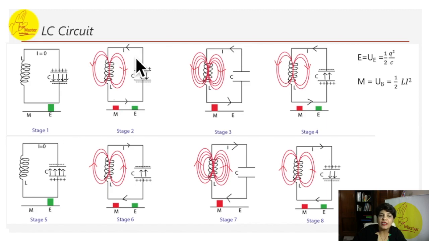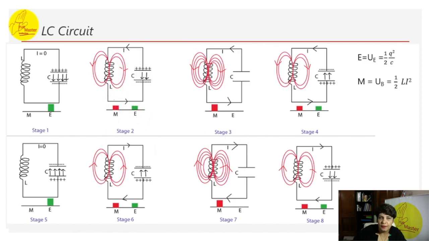The electric field in the capacitor, the level of magnetic and electrical energy you have seen. From the positive plate, current is flowing in this direction. It always flows from positive all the way to negative. So this is how the current is flowing.